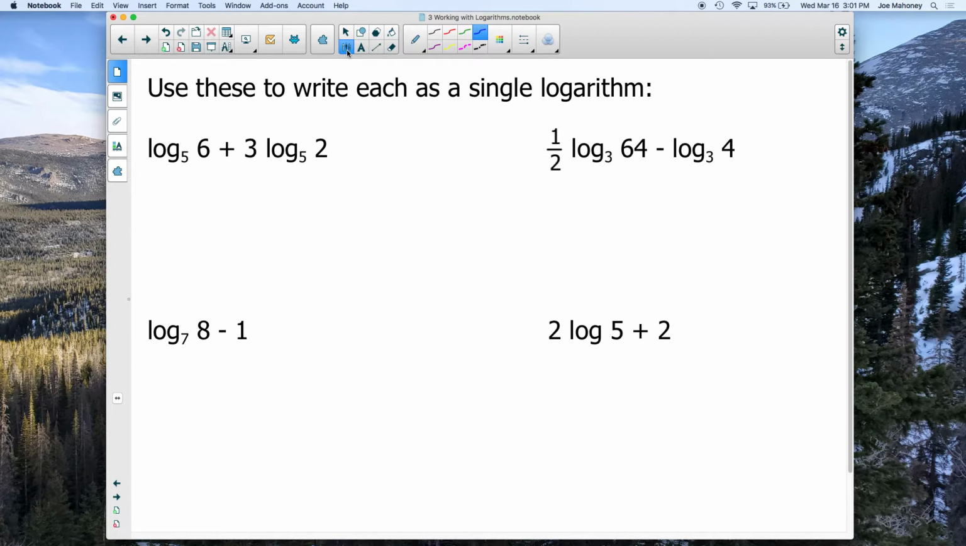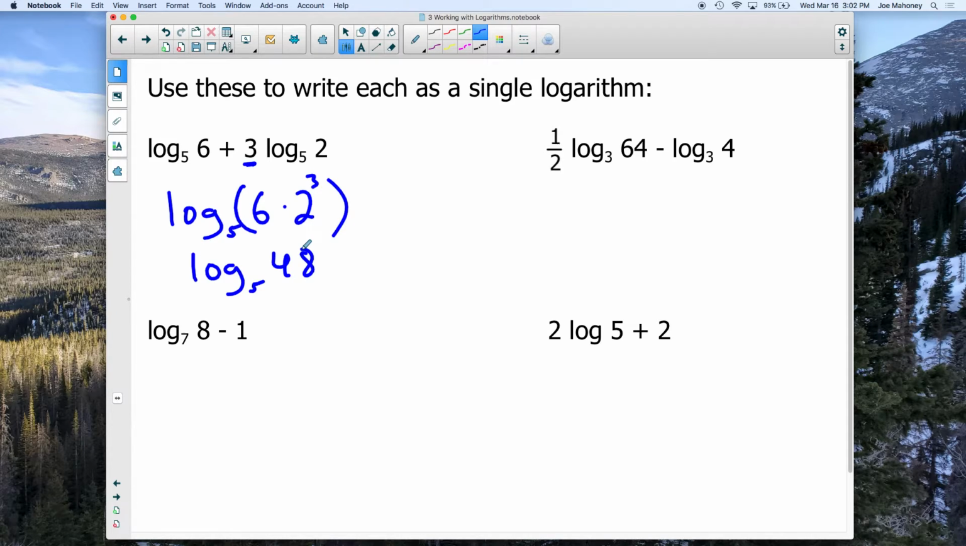All right, let's see what we got. So this is addition, and there's also a little number in front of there. So I'm thinking that this is going to equal the log of a multiplication problem. And I'm going to multiply 6 by 2 to the 3rd. Oops, I forgot my base 5. So in terms of a single logarithm, the first one is the log of 48.